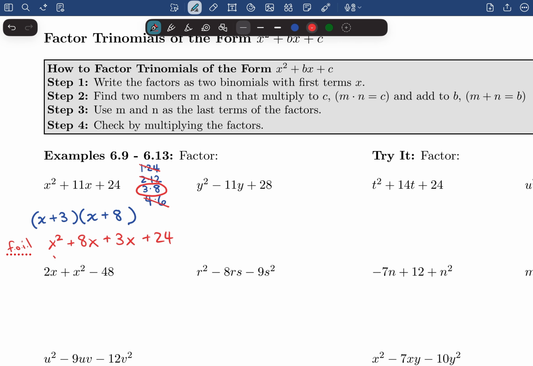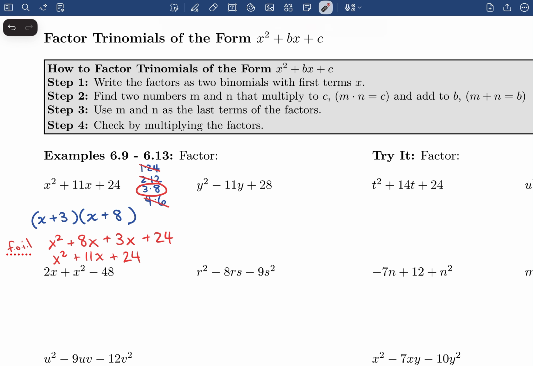And then we combine any like terms, and we see that these outer and inner terms can be combined because they're like terms. And look at this. When we multiply it all back together, it gets x squared plus 11x plus 24, which is exactly what we started with. So you could always check to make sure you have done it correctly by multiplying it back out to see if it results in the same thing you started with. Okay, so there you go.